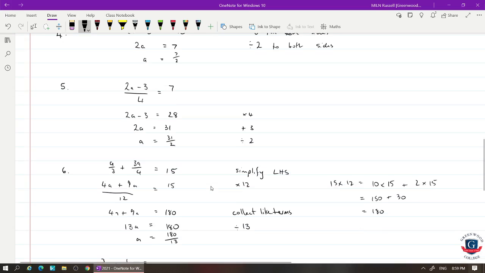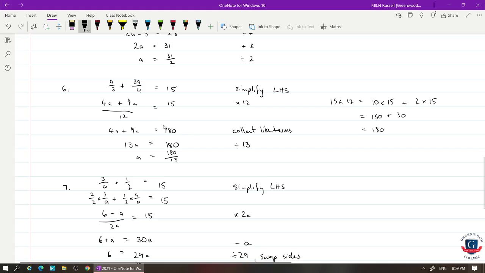Number 5, similar. We're going to start by multiplying both sides by 4 to eliminate the 4. Multiply this side by 4, we'll end up with 2a minus 3. Multiply this side by 4, we get 28. Then we're going to add 3 to both sides to eliminate the 3, which will give us 31. Then we're going to divide both sides by 2 to get us back to a, which will end up with 31 over 2.